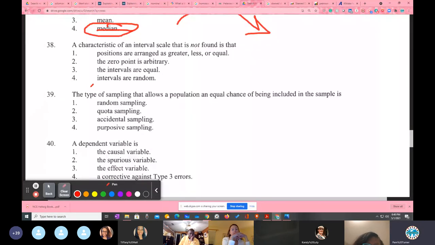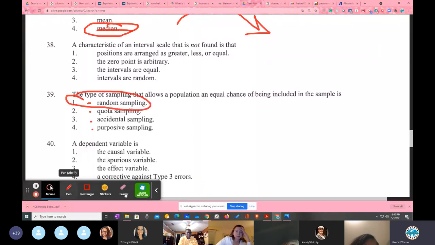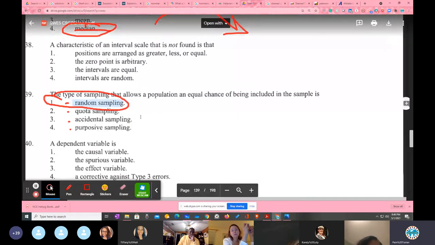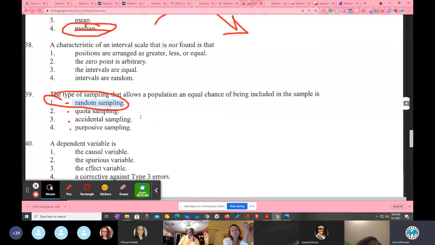39, the type of sampling that allows a population of equal chance of being included in the sample is random, quota, accidental, or purposeful. If everyone gets an equal chance, of course it is random. Quota means that I have to meet a quota. I need a certain amount of people. So if I'm going to do an ad hoc at the end, remember, go back and add on people, I might use quota because I need so many Black people, so many white people, so many pregnant people, okay?